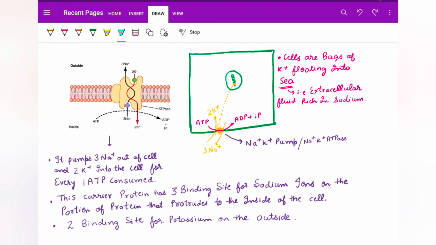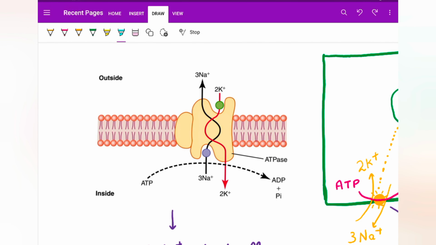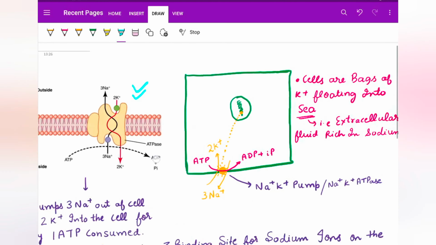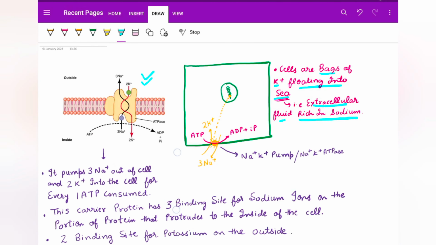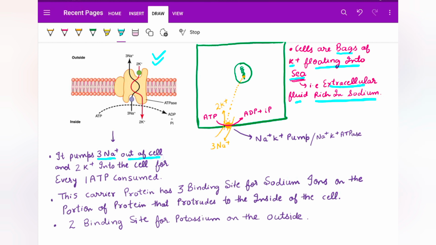In the next slide, we have this pictorial representation of what a sodium-potassium pump embedded in the cell membrane looks like. And here is a simple representation of what I have drawn for your understanding. As I told you, cells are rich in K+, so they are bags of K+ floating in the sea. And that sea is what? Extracellular fluid, which is rich in sodium. This sodium-potassium pump pumps 3 Na+ out of the cell and 2 K+ into the cell for every 1 ATP consumed. This carrier protein has 3 binding sites for sodium on the portion of the protein that protrudes on the inside of the cell.